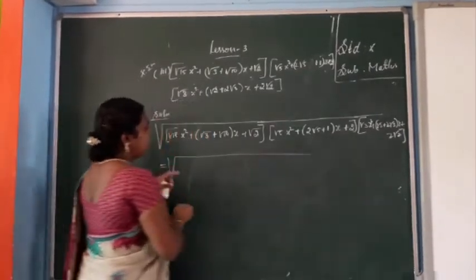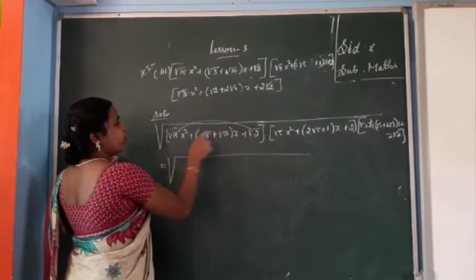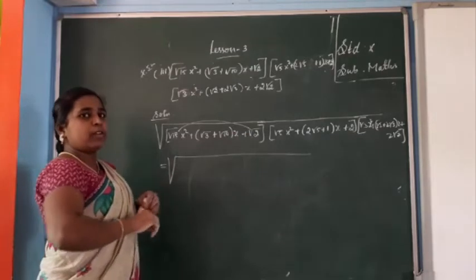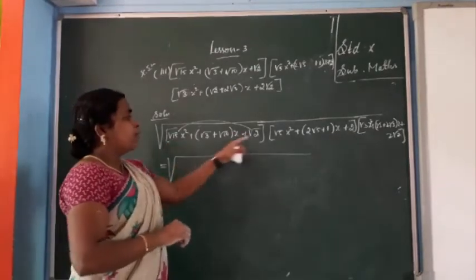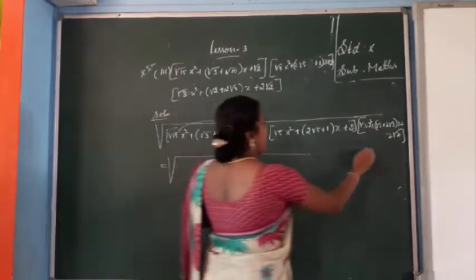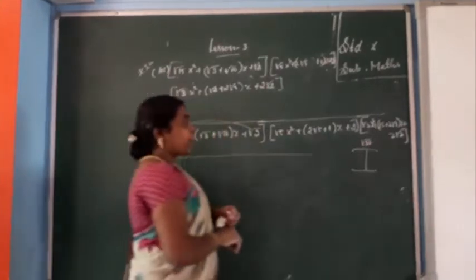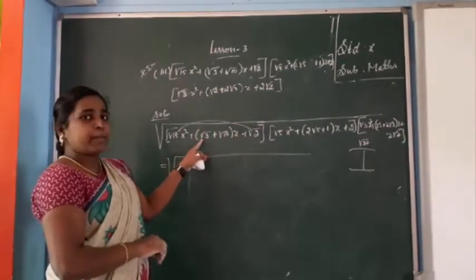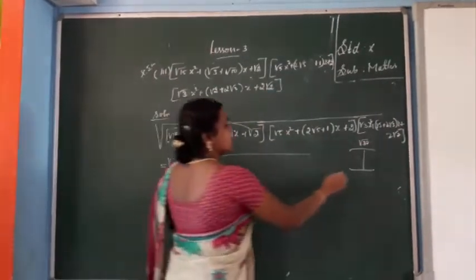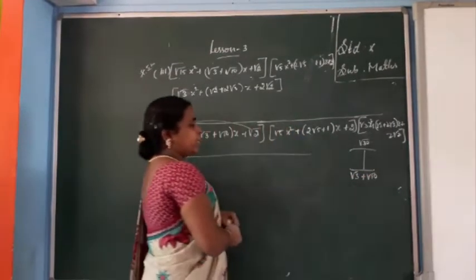So for the first one, you see the multiplication is root 15 into root 2. Both are in root, so multiply 15 into 2, which is 30. So the product is root 30. Next, the sum is very simple: root 3 plus root 10. Here no need to think more.